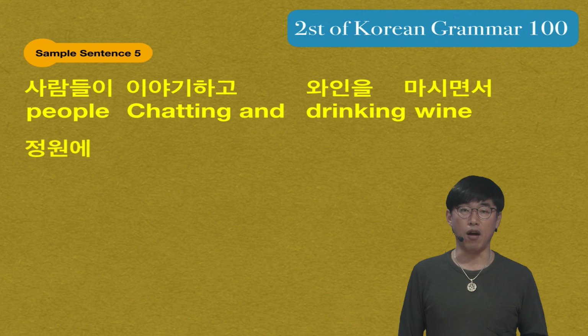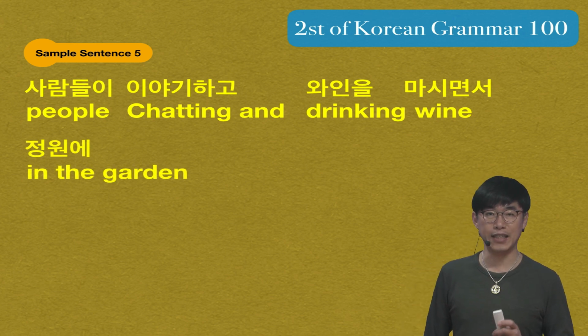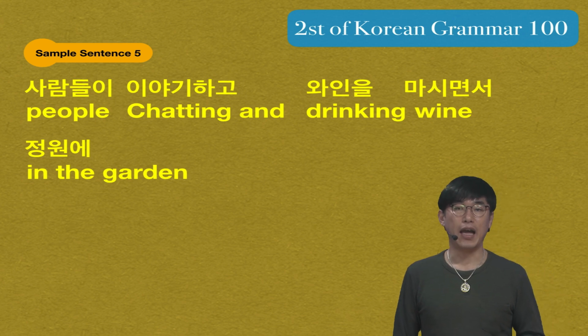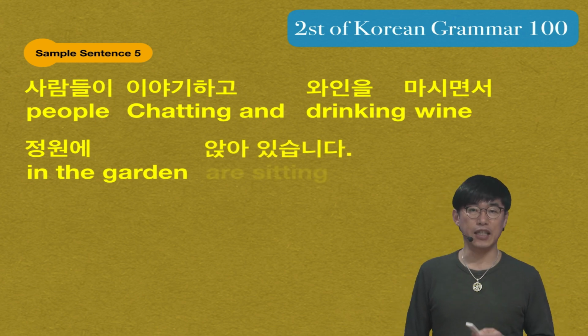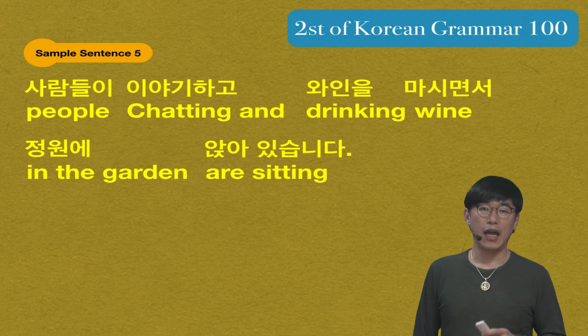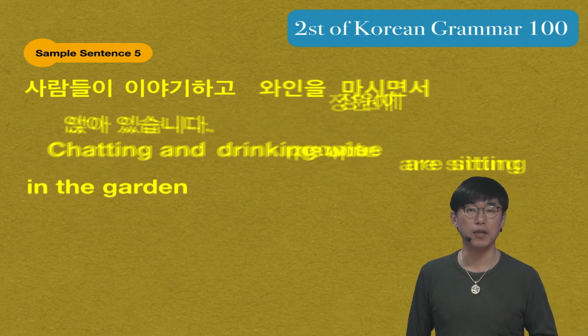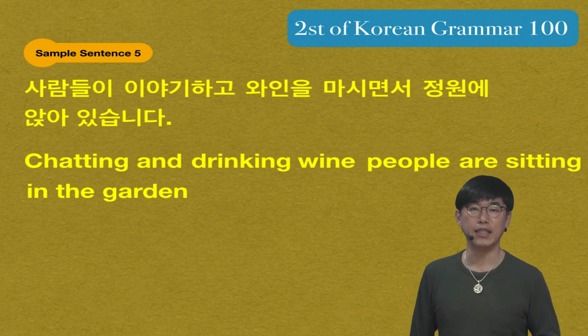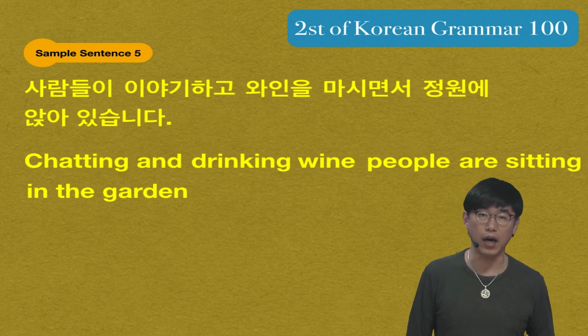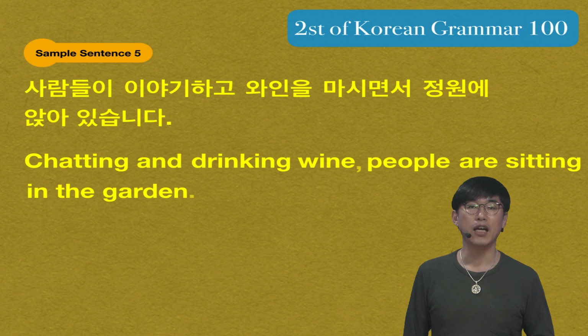And 정원 is garden and 에 is in. So 정원에 is in the garden. And 앉아 있습니다 is the verb of this sentence. And its meaning is to sit. So 사람들이 이야기하고 와인을 마시면서 정원에 앉아 있습니다. Chatting and drinking wine. People are sitting in the garden.